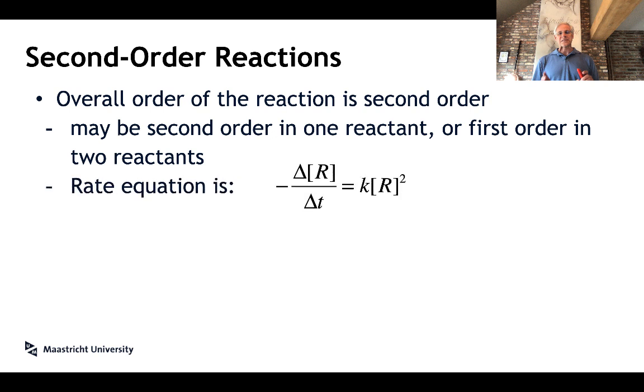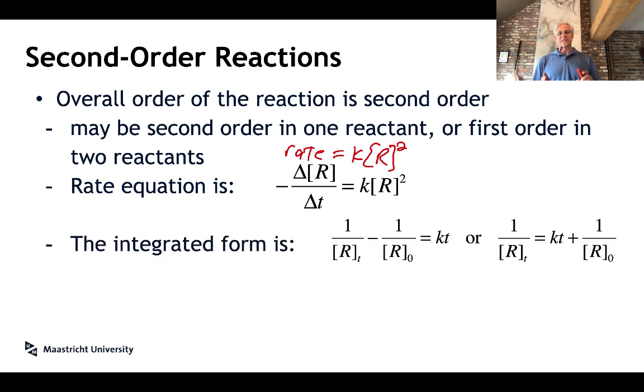So our rate equation here would be negative change in R over change in T is equal to K R squared. And again, all this says is that rate is equal to K concentration of R squared. Okay, so that's all that is. Remember that delta R over delta T is just rate. Okay, we do the integrated form, little magic there, and we have our integrated form there.